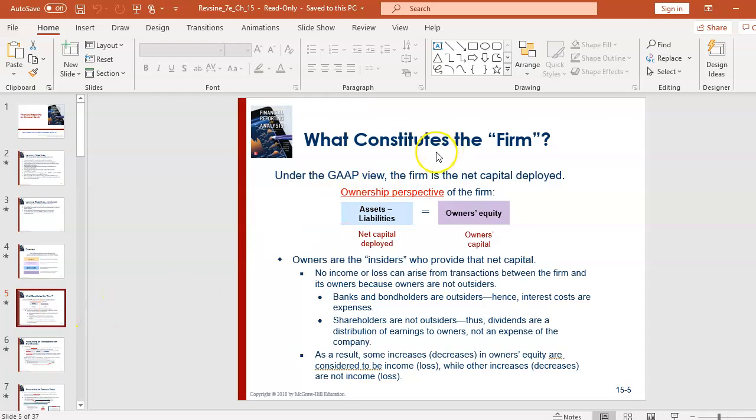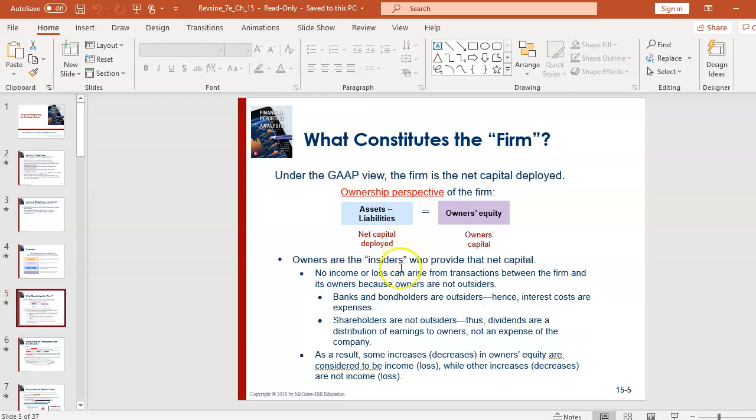So what is the firm? Under the GAAP view, the firm is the net capital deployed. Okay. So assets minus liabilities equals owner's equity. We all know that assets equals liabilities plus equity, but we can rearrange that formula and go assets minus liabilities also equals owner's equity. Okay, so that's kind of what we're looking at.